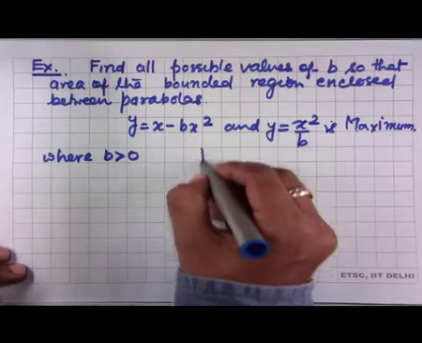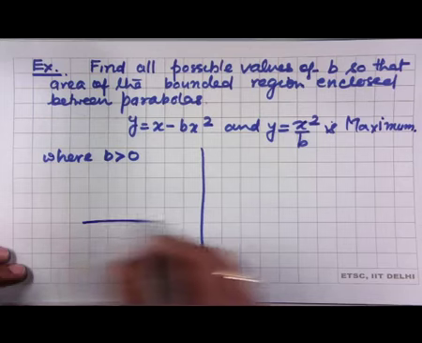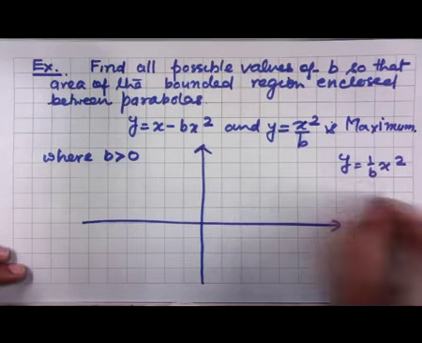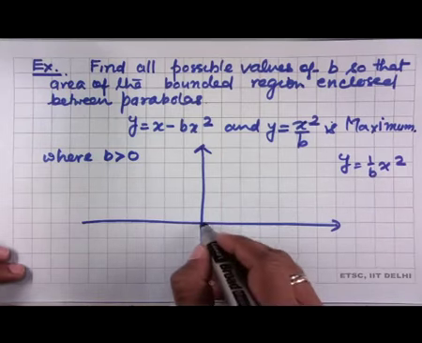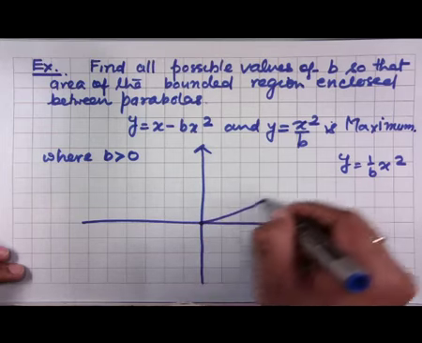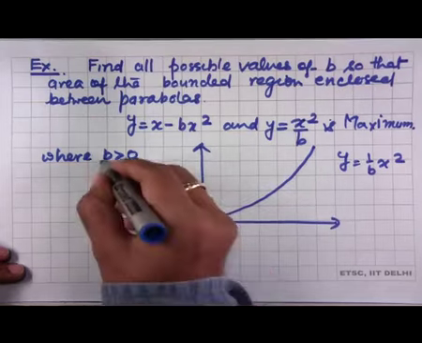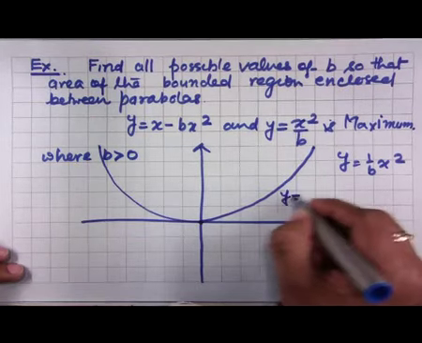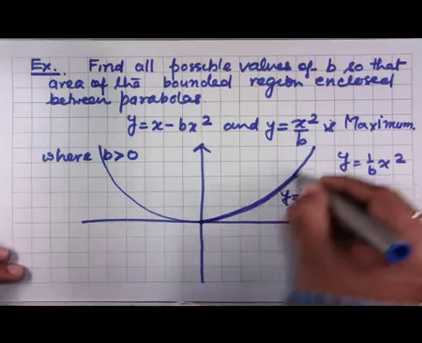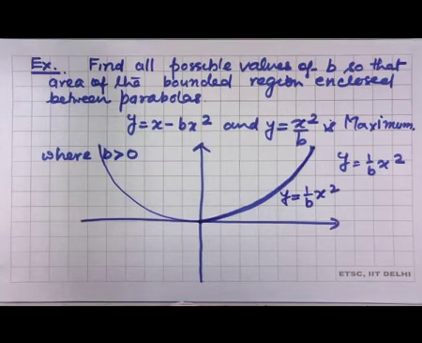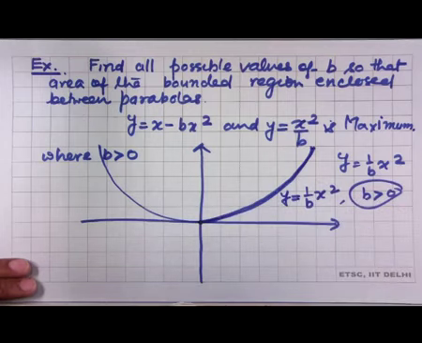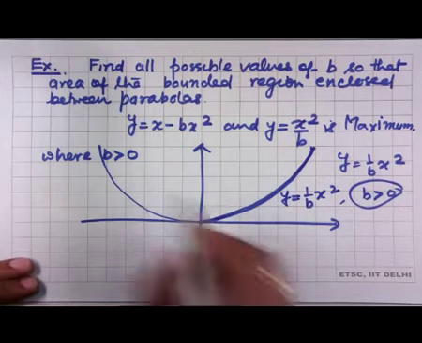You can see that this is a very simple curve. y equals 1 by b x square is a parabola whose vertex is at 0 and axis is the y axis. Since b is positive, if b were negative it would have been inverted. So this is the parabola.